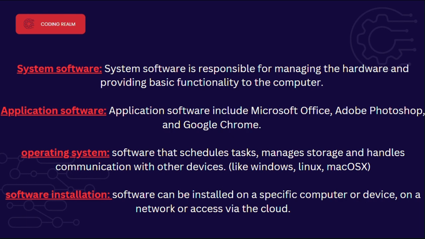This is all for today about the computer basics.